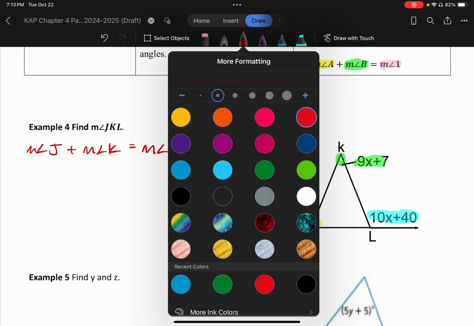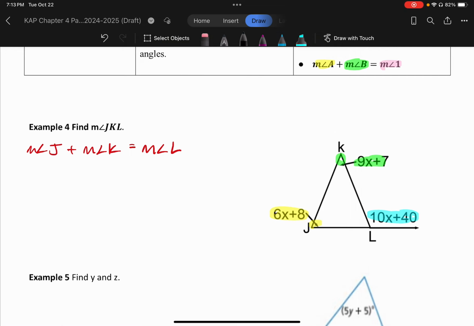So setting this up just really quickly, we have 6x plus 8, my first remote interior, plus 9x plus 7, my second remote interior angle. That is going to be equal to the exterior angle, which is 10x plus 40. Okay, just setting that equation up, we can solve now. If I combine like terms, 6x plus 9x is 15x, 8 plus 7 is 15, and then we have 10x plus 40.